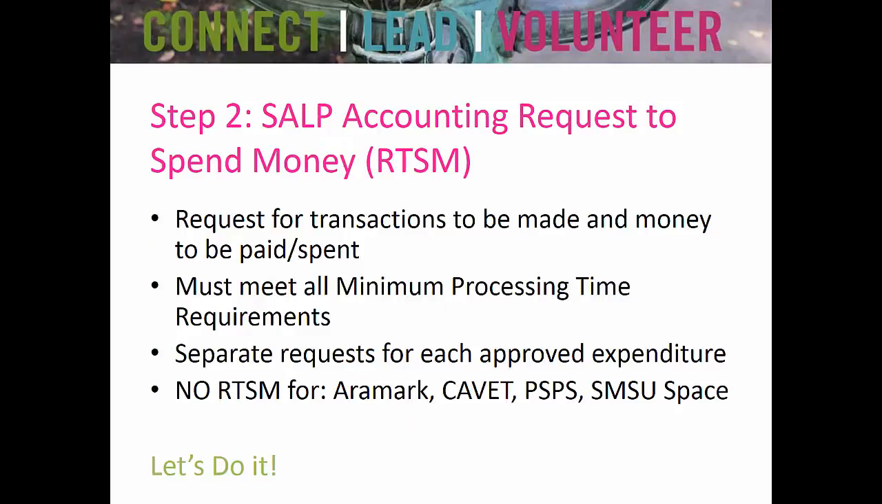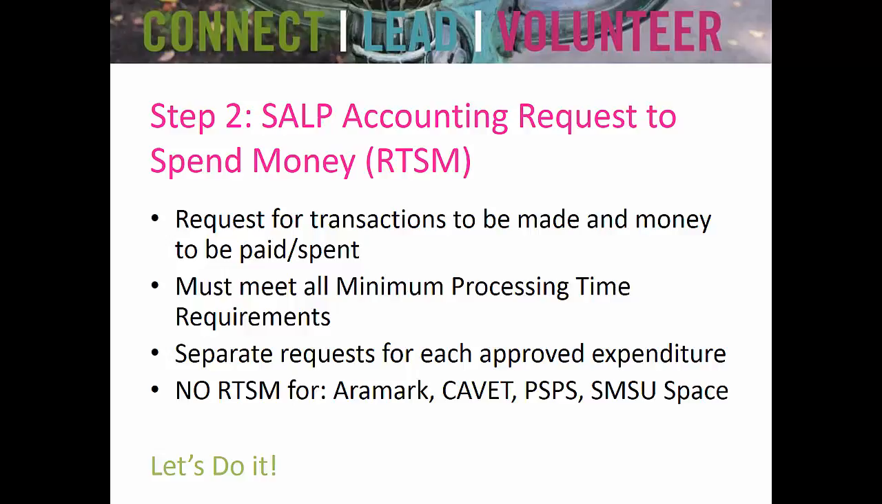Now it's time to actually spend your money, which is step 2 of this process. Getting approval from the OBC grants you permission to access and spend the funds listed in your budget request. You must complete the Request to Spend Money form, which the SALP accounting team will process to actually spend funds. This step is extremely time sensitive, and processing time requirements must be met.